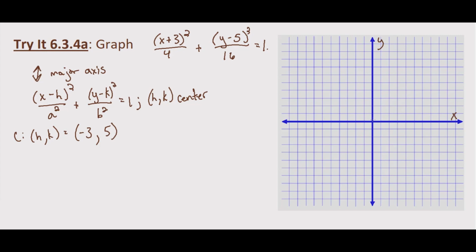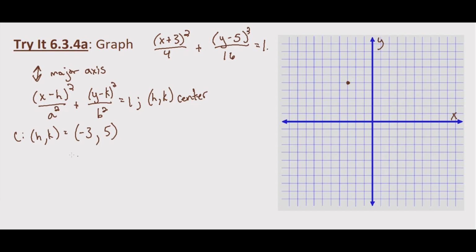So we'll go ahead and put that point on here. 1, 2, 3, 1, 2, 3, 4, 5. Now that's our center. Now how do we get to our vertices in order to graph this ellipse?